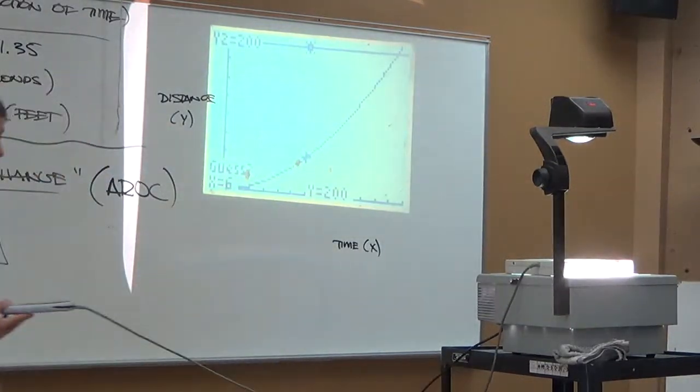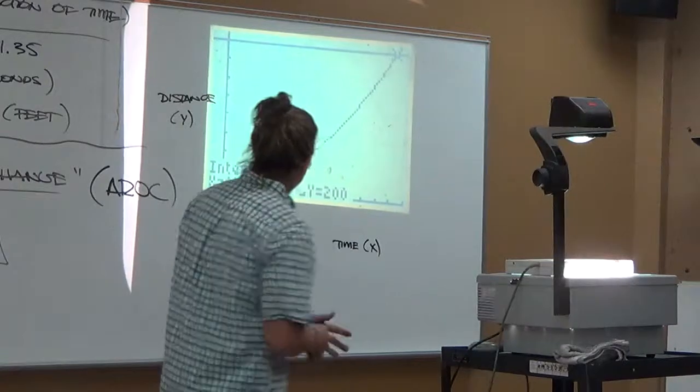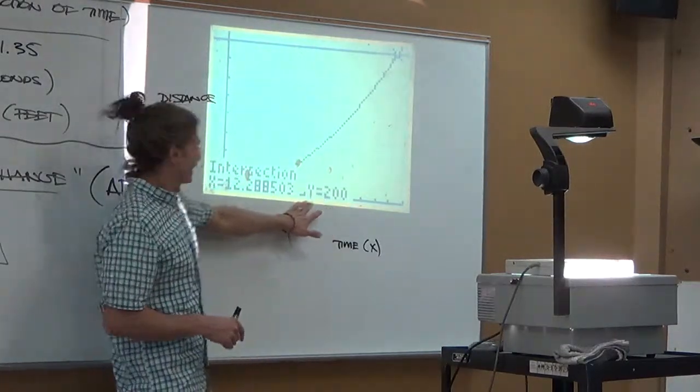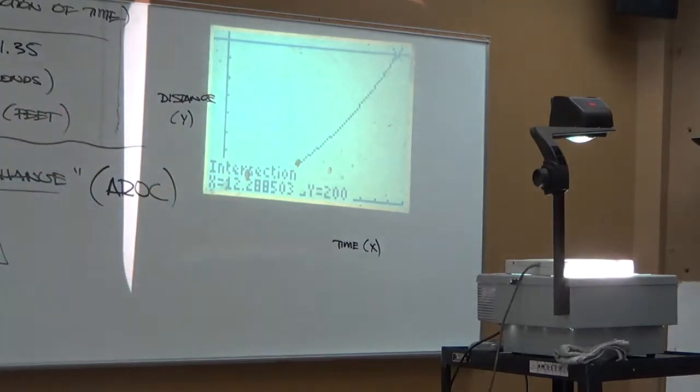Then it asks for a guess, which you do not have to do. You don't have to guess, you just press enter again. And it's going to tell you that they intersect when y equals 200, x is 12.289. Let's agree on that right now. Let's keep that number handy because I want to keep using it. So at 200 feet, I was at 12.289 seconds.